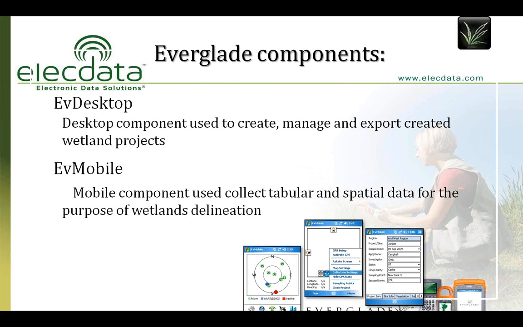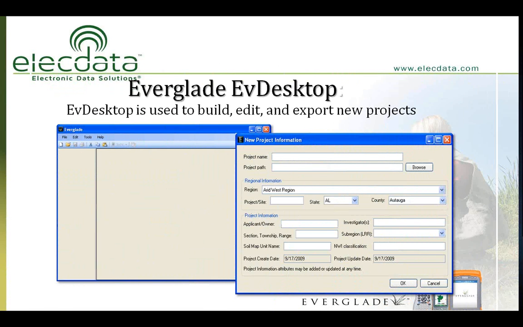The Everglade consists of two different components: Everglade Desktop, which is used to create, manage, and export your created wetland projects, and Everglade Mobile, which is the mobile component that runs on your rugged handheld or your mobile GPS, used to collect the tabular and spatial data for the purpose of wetland delineation.